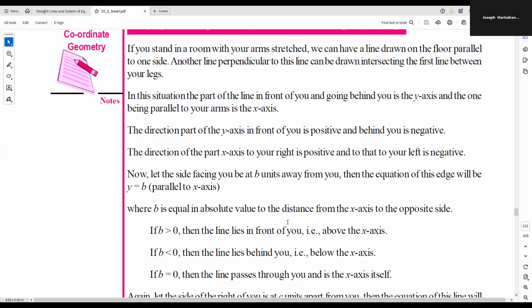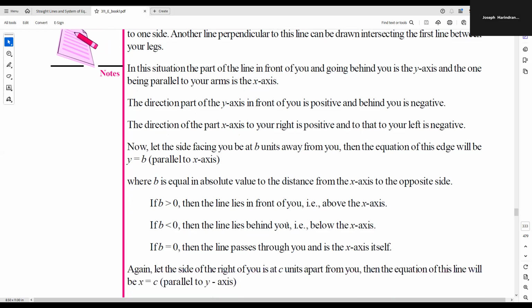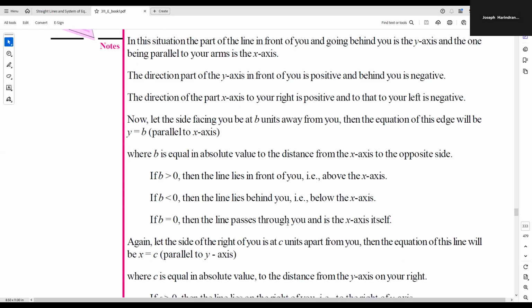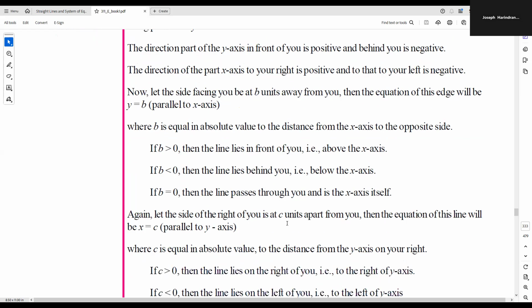Now, let us see a line parallel to the y-axis. Parallel to the y-axis is of the form x is equal to c. c is an absolute value. It's some distance from the y-axis because it maintains a constant distance from the y-axis on either side, of course, of the y-axis. This side or that side.